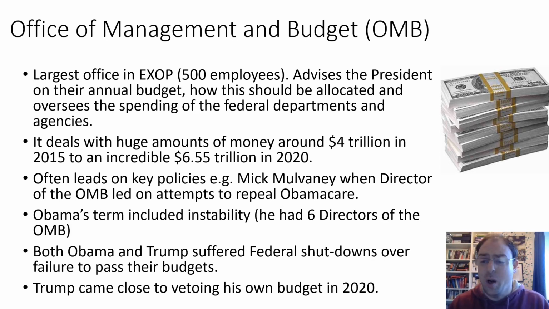In something really remarkable, in December 2020, Trump actually, according to reports, came very, very close, because it had the COVID bill connected to it, came very close to vetoing his own budget, which really would have been quite remarkable. So again, OMB, loads of advice, loads of oversight of what's going on across the executive departments, and so a really important part of EXOP.